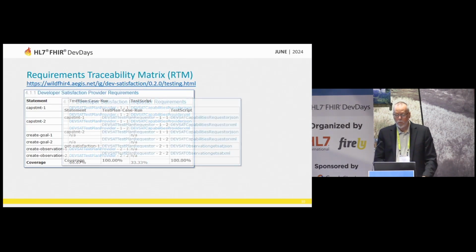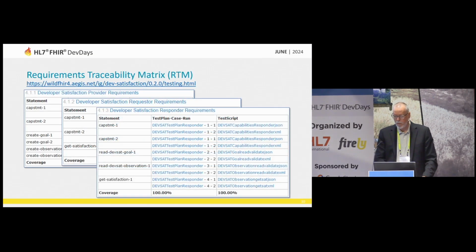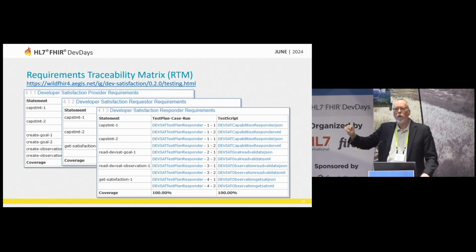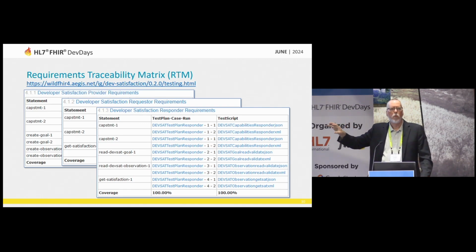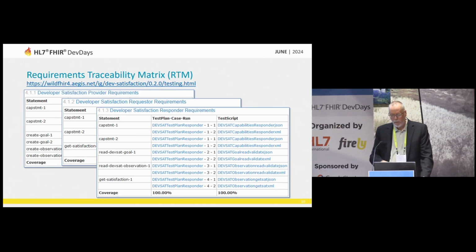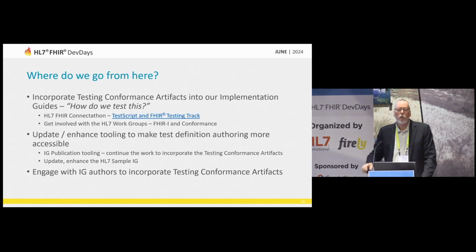So there are those requirements traceability matrix things that I did. I had to do this manually, by the way. So one of the things that I want to work on is how we start to improve the IG publisher to build this stuff for me, so I don't have to do it manually. Those are some of the things we want to start thinking about as we go forward.